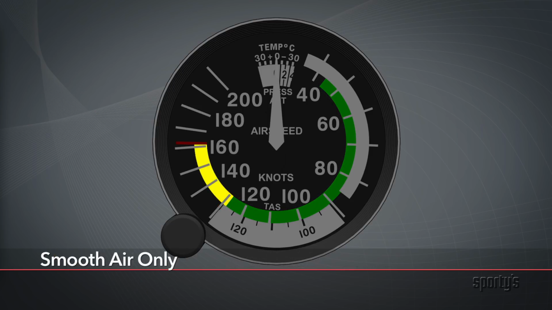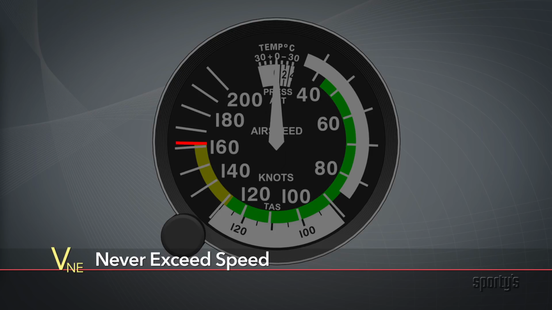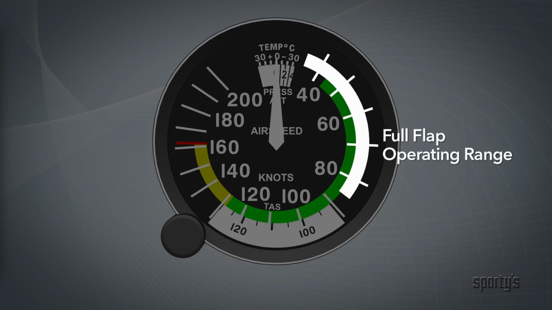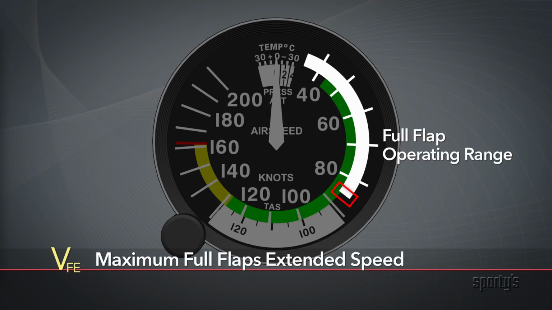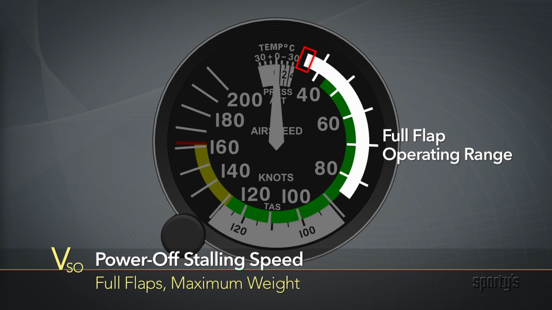The yellow arc represents speeds that should only be flown in smooth air. The red radial line marks the never exceed speed. The white arc is the full flap operating range, with the upper limit the maximum speed for full flaps extended. The lower limit is the power off stalling speed at maximum certificated landing weight with flaps extended.